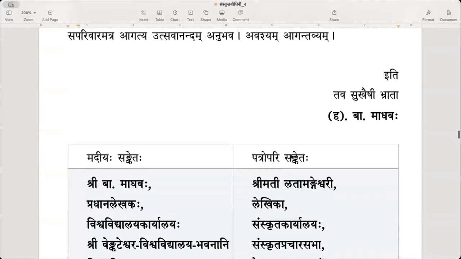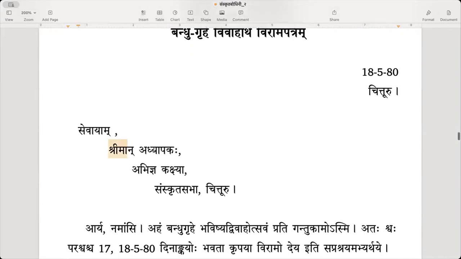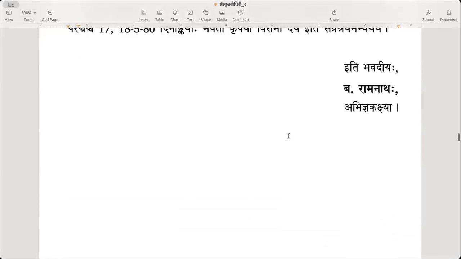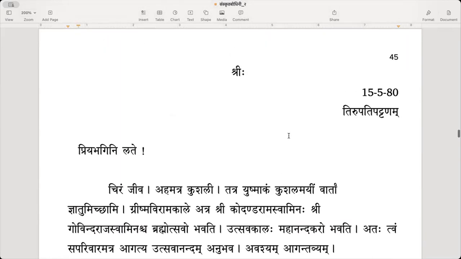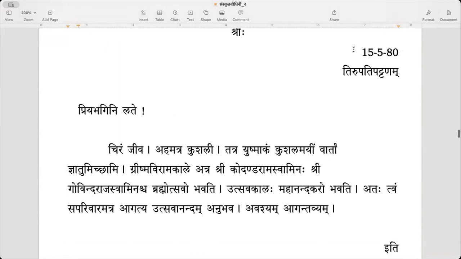The next letter would also have some examples, like Shriman Adhyapakaha. This is a more formal letter, where you are asking for leave. This is an informal letter which a brother is writing to a sister. Even there you have certain rules that have to be followed. So you have the date and then the sthanam, tadanantaram sambodhanam, priya bhagini late. Yadi bhrataram prati lata likhati tarhi priya bhrataha madhava. So you will have to adjust it according to who the addressee is and write it accordingly.